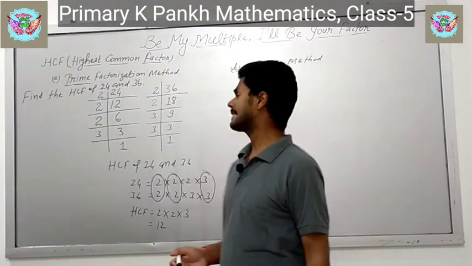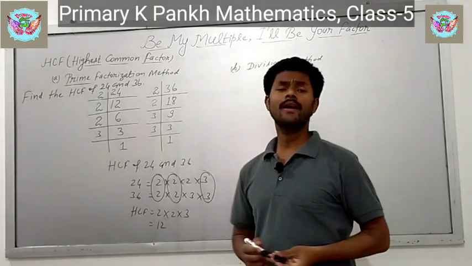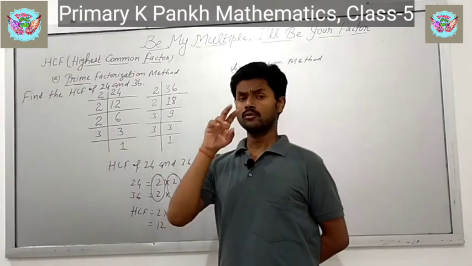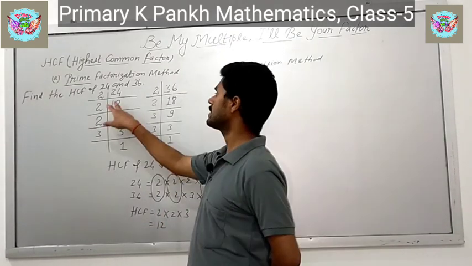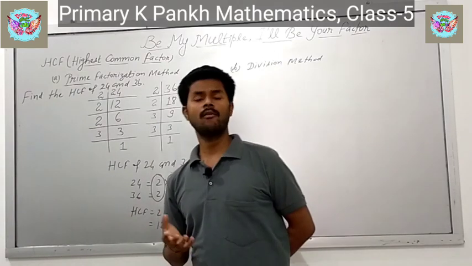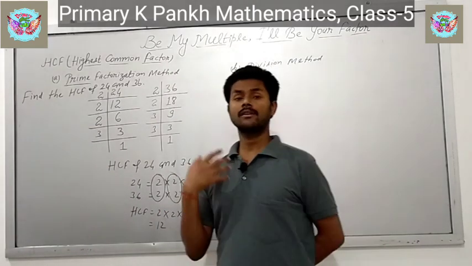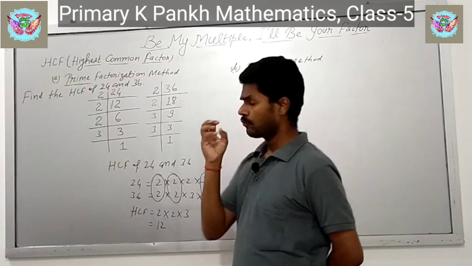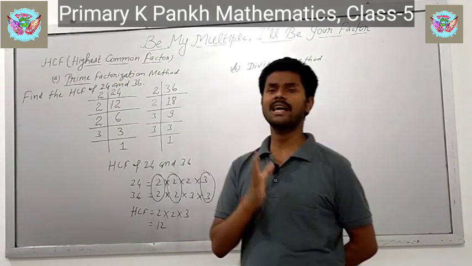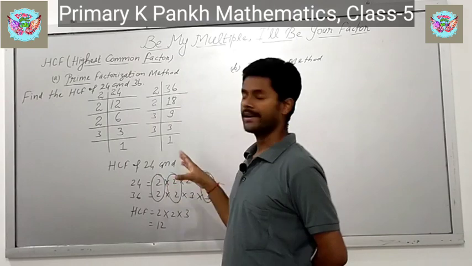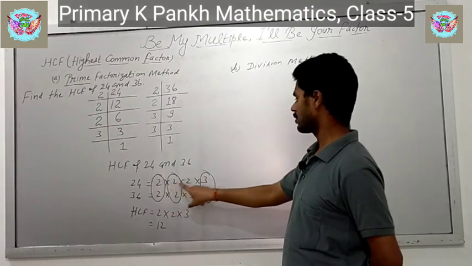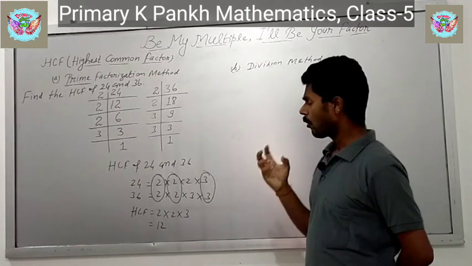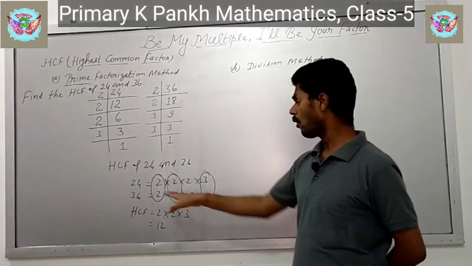So here you can easily see that when you have to find HCF by the use of prime factorization, you should do two simple steps. Your first step is to find the prime factorization of all given numbers. Either there are two numbers or more than two numbers, you have to find the prime factorization of each number separately. After finding the prime factorizations, write them separately. Then look at those numbers which are common in all factorizations.